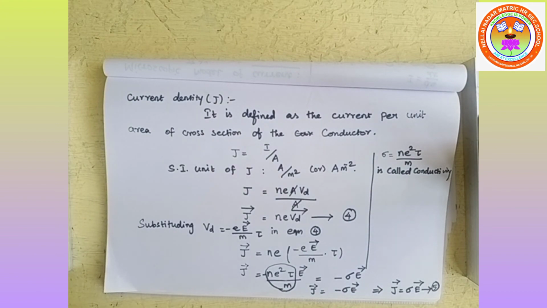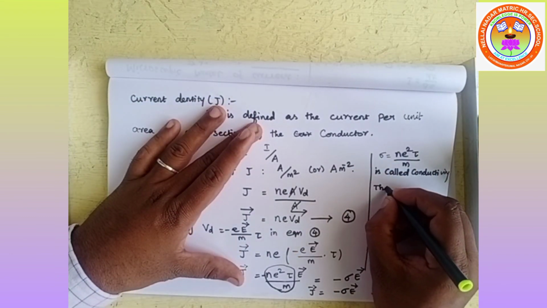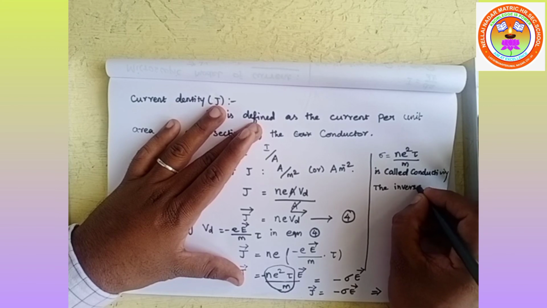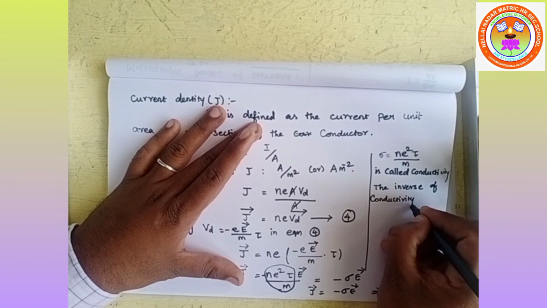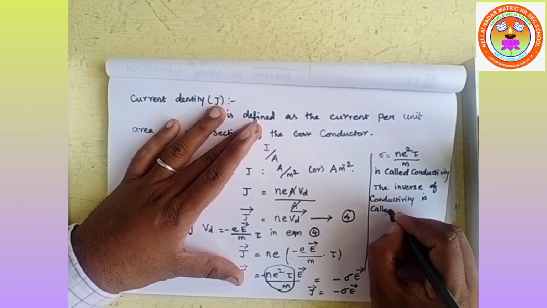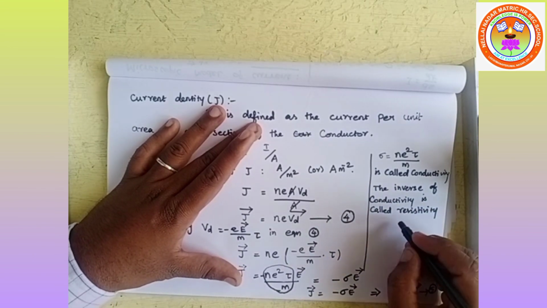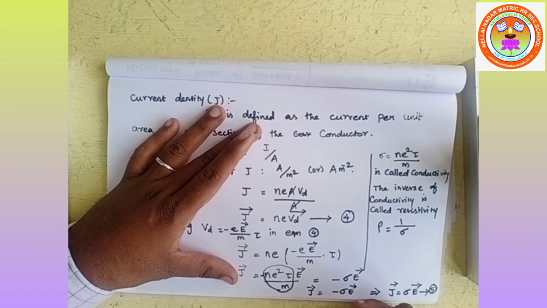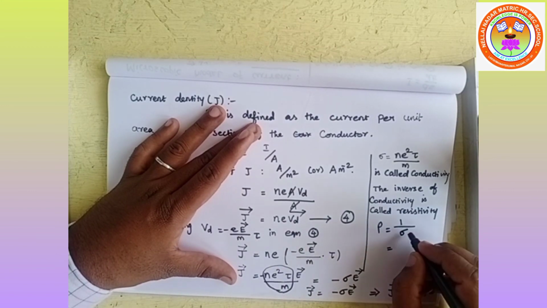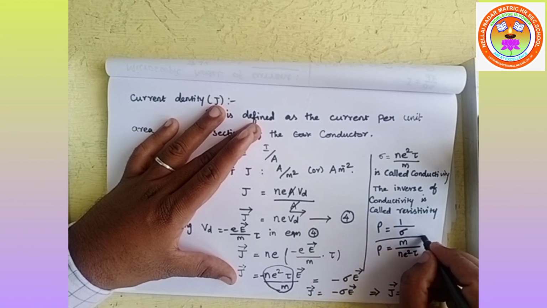From the conductivity we are going to derive resistivity. What is the meaning of resistivity? The inverse of conductivity is called resistivity. Okay students, so resistivity, denoted by the letter rho, is equal to the inverse of conductivity, that is 1 divided by sigma. Already you know the value of sigma. Substituting it, we get m divided by n E square tau. This is the value of the resistivity rho.